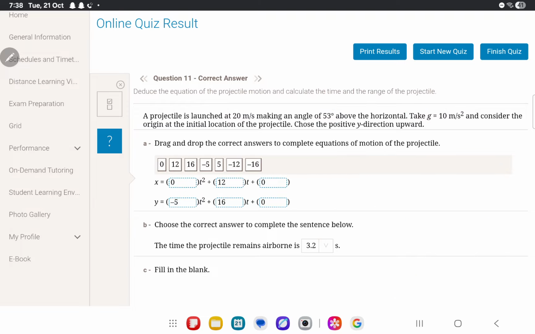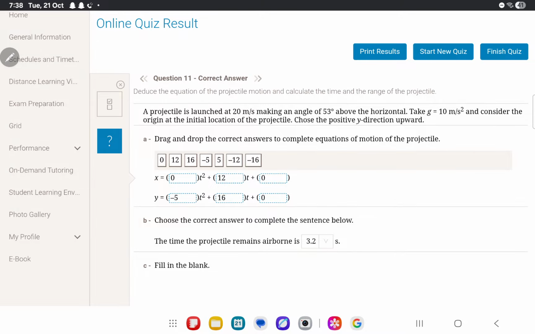Now, you're going to do the same thing for y, but you're going to do it using the other equation. So delta y, or y, because again, delta y is going to be 0. y is equal to negative half g t squared plus v0 sine theta t.